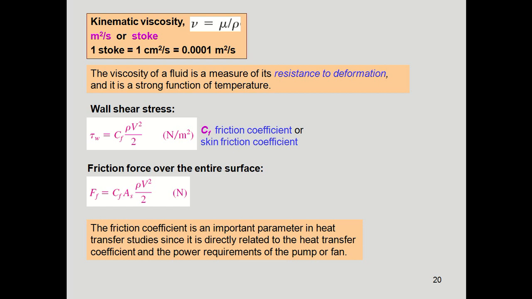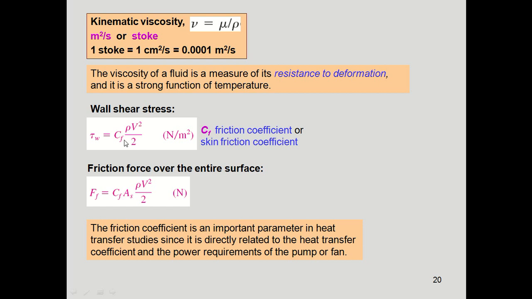Now the kinematic viscosity. Kinematic viscosity is the ratio of dynamic viscosity to the density of the fluid. It is measured in meters square per second or stokes. One stokes is equal to 1 centimeter square per second, which is equal to 0.0001 meter square per second. The viscosity of a fluid is a measure of its resistance to deformation, and it is a strong function of temperature. If temperature increases, the viscosity of liquids decreases, and for gases, when temperature increases, viscosity also increases.